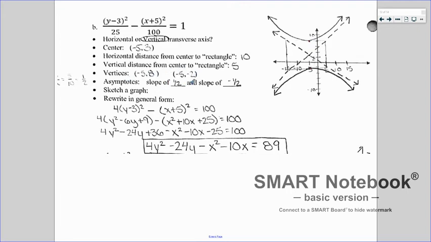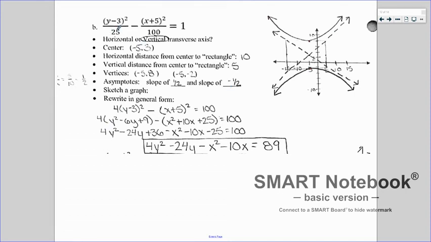The asymptotes, change in y over change in x. So my change in y is 5, my change in x is 10. So 5 over 10, a little bit of work you can see over here. We end up with a half, and it's also negative a half for the other line, the diagonal going this way. Sketch in the diagonals and sketch in the hyperbolas.